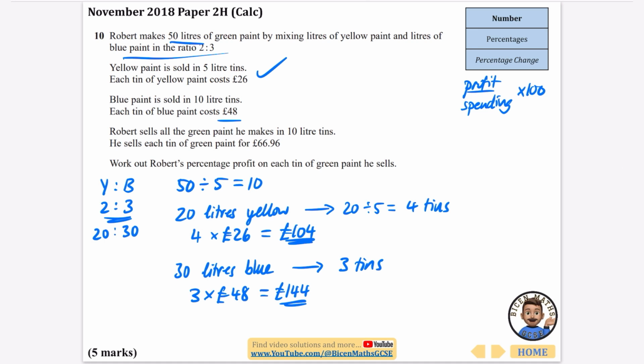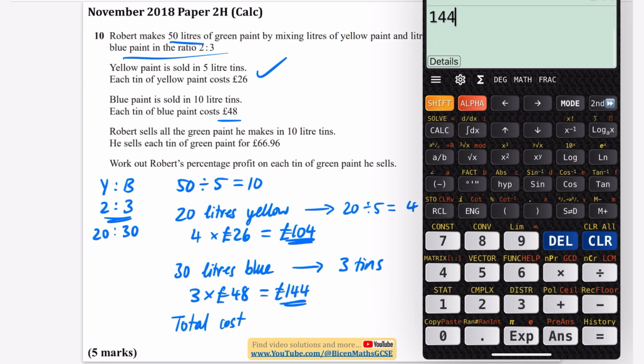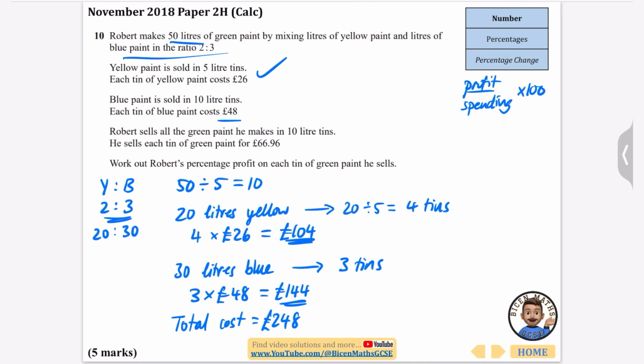The total cost was 144 plus 104, which is £248. Now let's read the rest of the question. I'm going to just separate this part here. Robert sells all the green paint he makes in 10 litre tins. He sells each tin of green paint for £66.96.